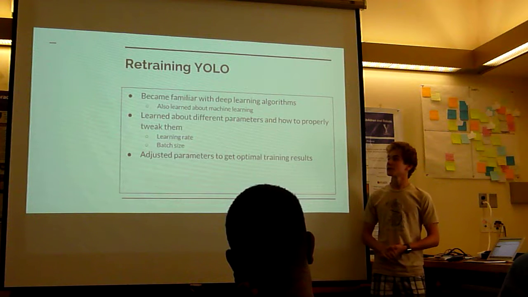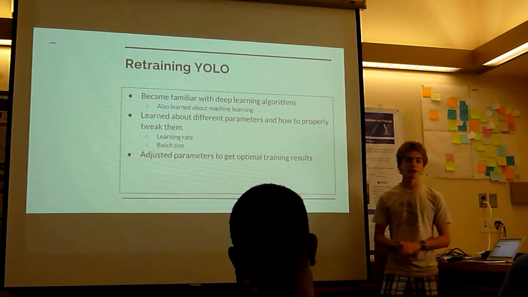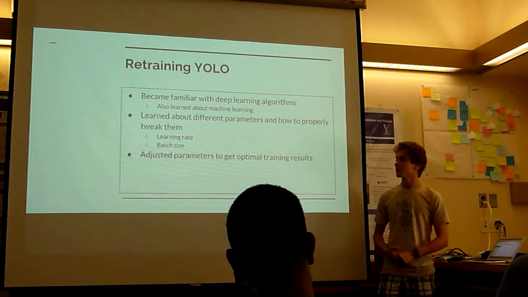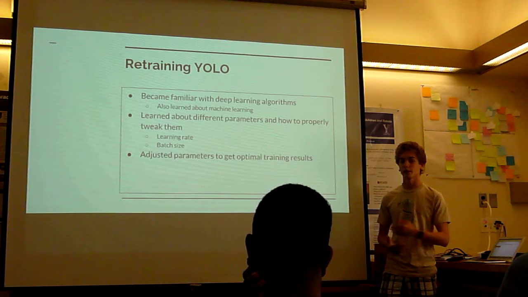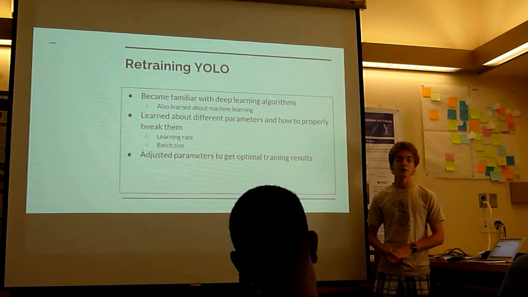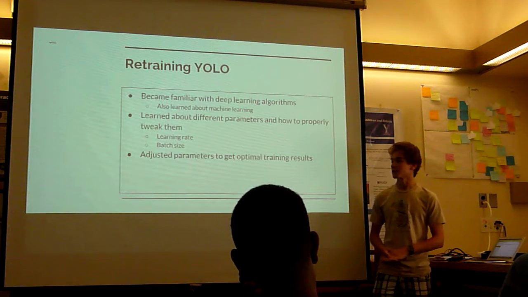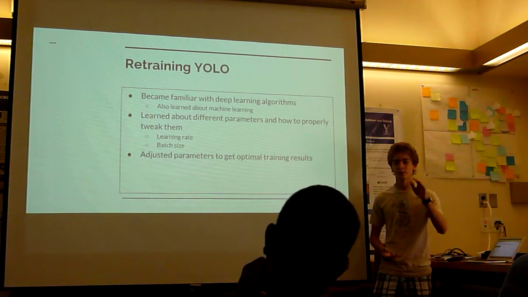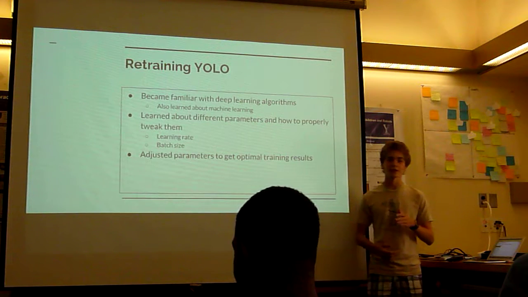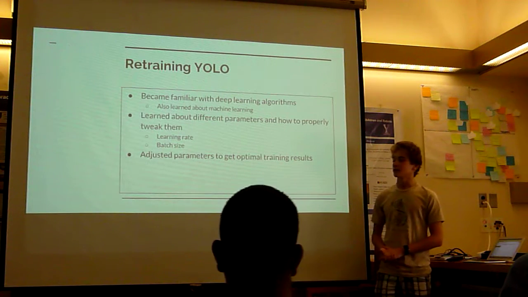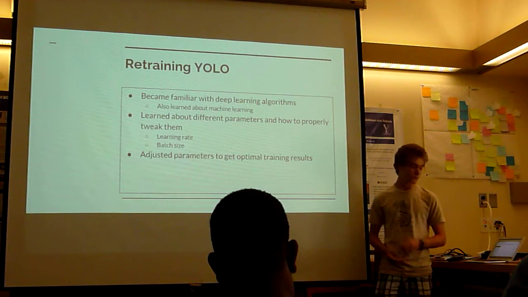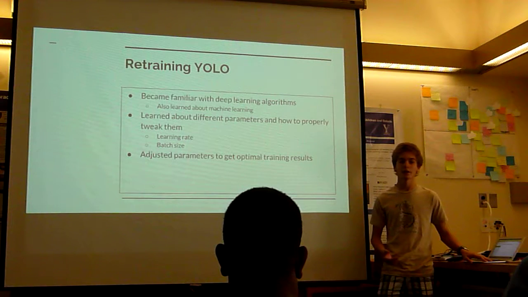And so I had never worked with any deep learning or machine learning algorithms before, so this summer also gave me the opportunity to learn about that. And in doing that, I learned about the different parameters that a neural network takes in and how to adjust them properly. For example, by looking at the cost of the neural network, I adjusted the learning rate. If the cost was decreasing too slowly, I increased the learning rate. Or if the cost was increasing or doing some other weird stuff, I decreased the learning rate. And then I also adjusted the batch size to find how many images it could load into memory at once. So I adjusted these parameters to try to get the optimal training results.